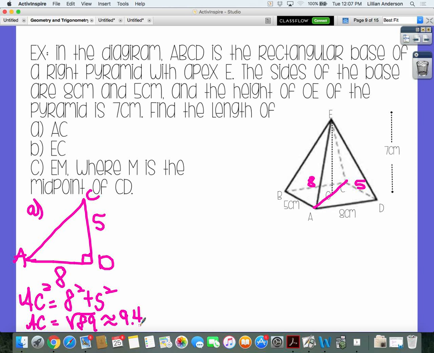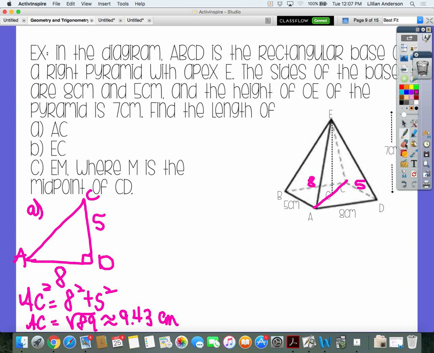It should have been 4.3 if you round to three significant figures. Okay, it's 4.3. Now to find B. B is EC. So you're looking for this length right here.